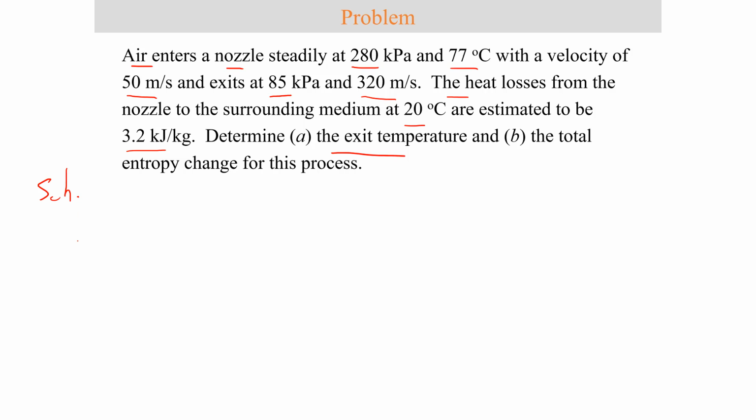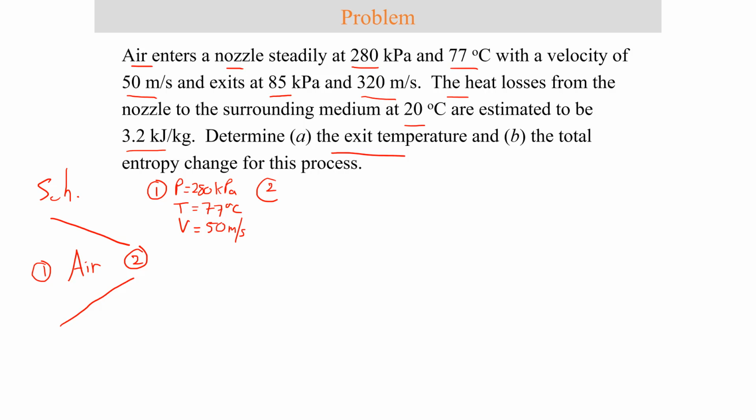So let's start with a schematic. We have here a nozzle with air, and we have air coming in at the first state and exiting at the second state. Where at the first state, the pressure is 280 kilopascals, temperature is 77 degrees Celsius, and the velocity is 50 meters per second. And then exiting, we have a pressure of 85 kilopascals and a velocity of 320 meters per second.